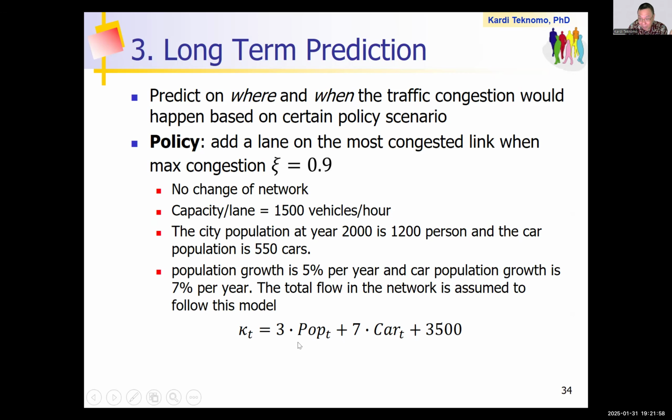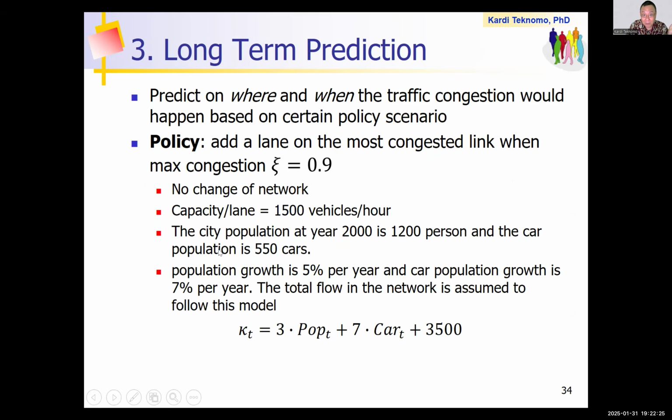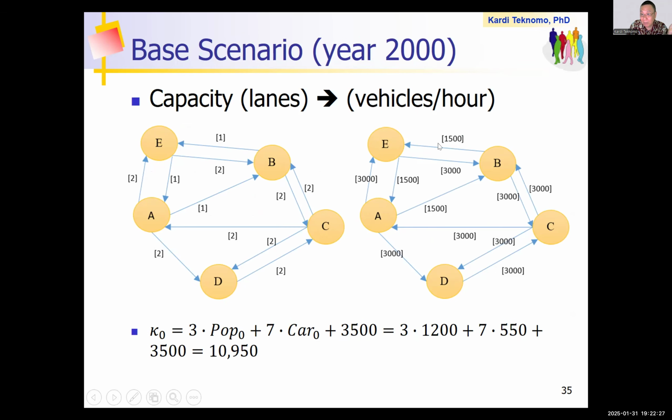And these are the econometric model that you have. So the total demand at a certain time of the year depends on the flow, the population and the car population. Yeah? This is the human population. So then initially you have the capacity. So the one with the bracket here represents the number of lanes. Okay. Then because capacity per lane is 1,500, you multiply with 1,500 here. Can you see? And then based on that, you can compute.